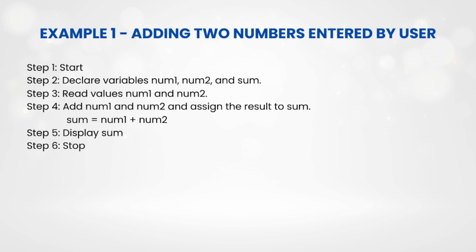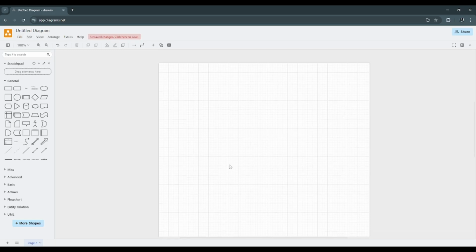So earlier we saw this algorithm for adding two numbers entered by the user. Now, let's try to convert this same algorithm into a flowchart. Here we have each step of the algorithm, starting with declaring variables, reading values, performing the addition, displaying the result, and stopping, which will be represented using flowchart symbols. So I have opened my Draw.io. This is where we'll create the flowchart for that algorithm. You can check the link below if you want to use this website.